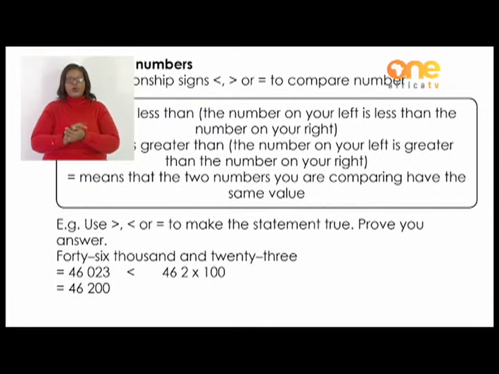Then there's an example below, where we need to use the signs to compare the statement. The example given is 46,023 compared to 46,200. The sign which is used there is smaller than. Moving to page 14.